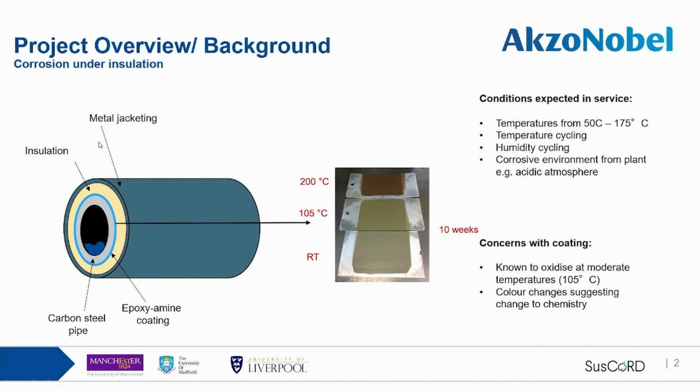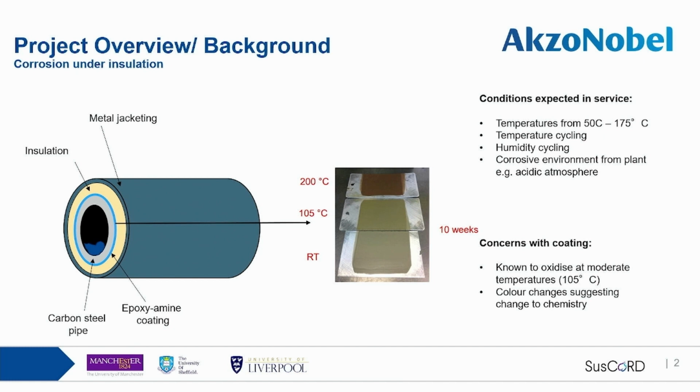So the coating is applied to a carbon steel pipe, and then that's coated in insulation and then coated in a metal jacket. But sometimes this metal jacket can become damaged and allow water to ingress, and also salt solutions or corrosive material which can degrade the coating. The coating also goes through cycles of 50 to 175 degrees, and this can also lead to humidity cycling.